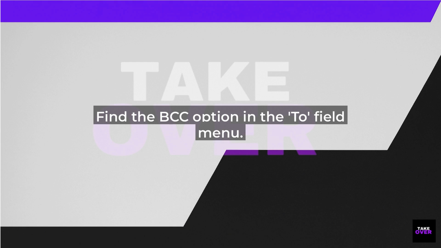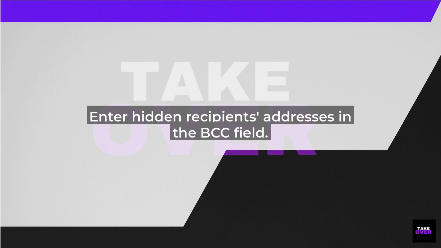Once BCC is selected, type in the email addresses you want to hide. For example, if you're sending to 5 friends but don't want them to know about each other, put their addresses in the BCC field. Don't forget to add at least one address in the To field. It could be your own email or a main recipient.